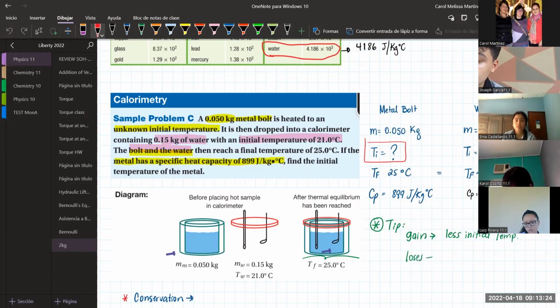Which one is going to lose? The one that loses is the hotter object, okay? So we analyze this problem and we need to analyze which one is going to lose. What object is hotter than the other? Even if we don't know the initial temperature of the bolt, for the way it is written, we can identify which one gains and which one loses energy.